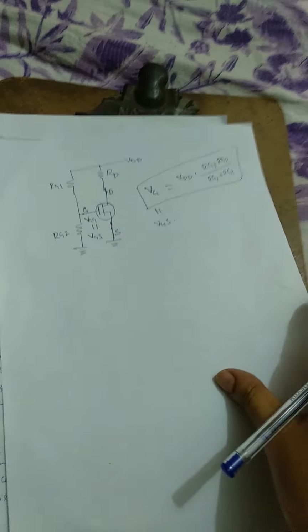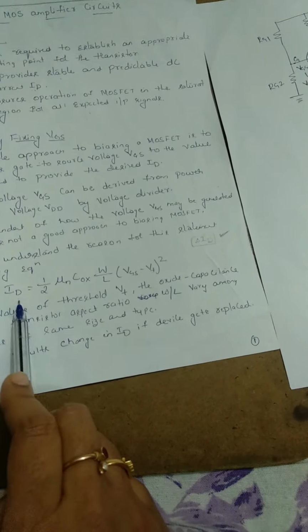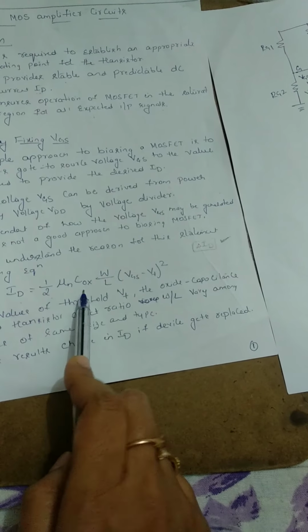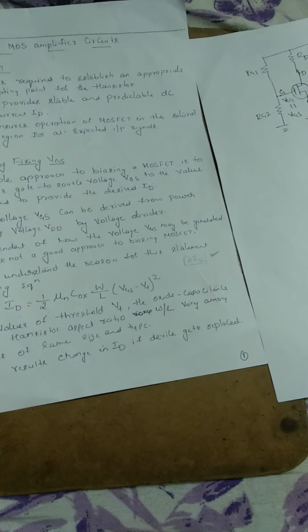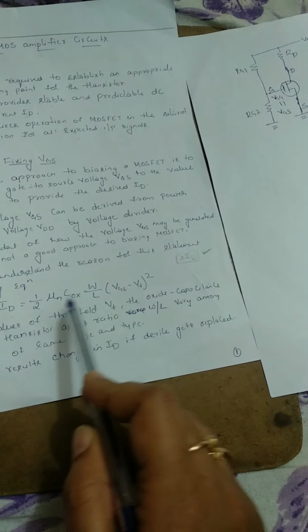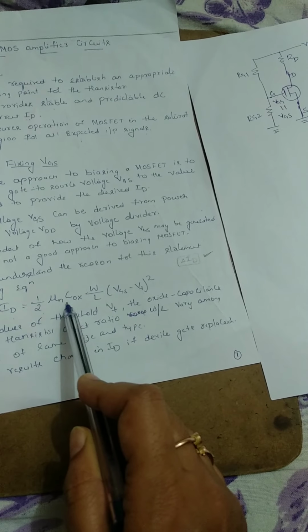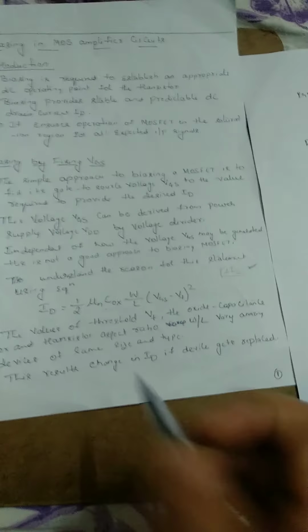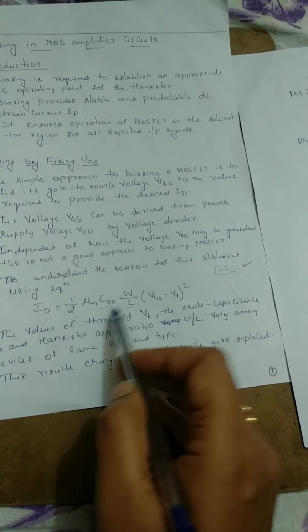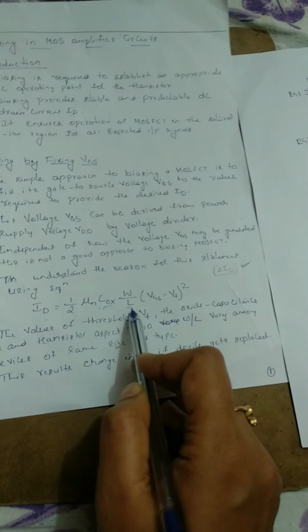Also, we have the current ID in the saturation region. The current ID in saturation is given by ID equals half mu n COX W divided by L times VGS minus VT, the whole squared. COX is the oxide capacitance, and W by L is the transistor aspect ratio. Even if we have MOSFETs of the same size and type, these parameters will vary from one device to another device.